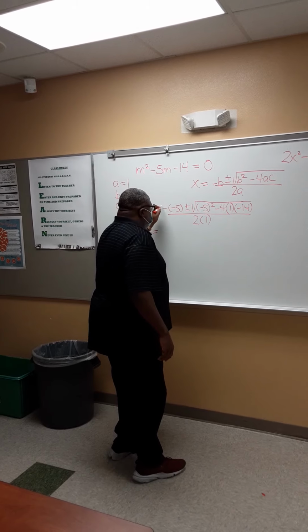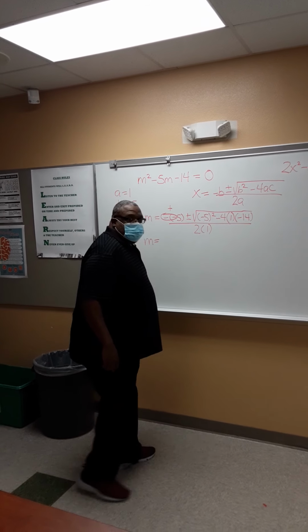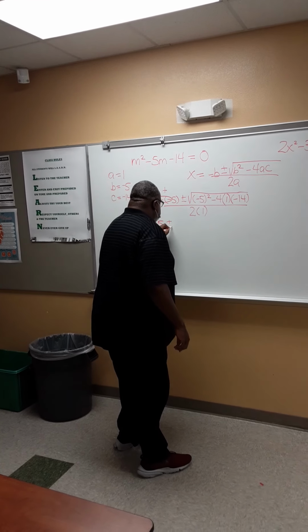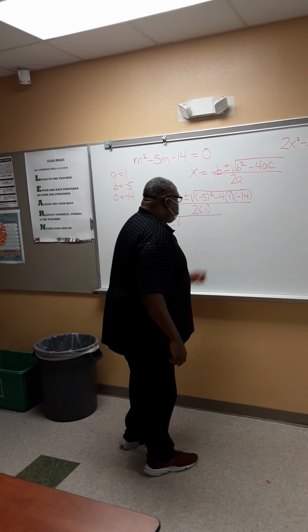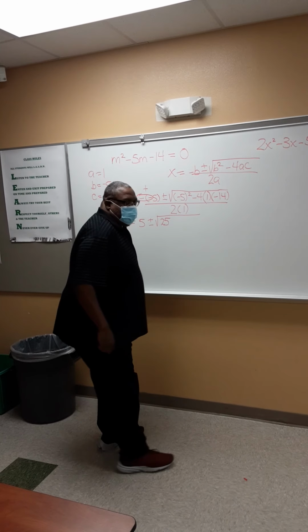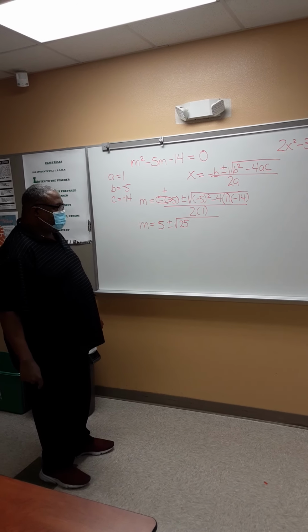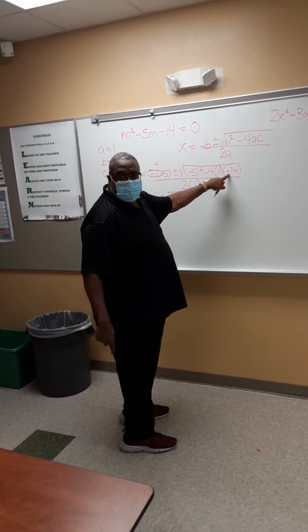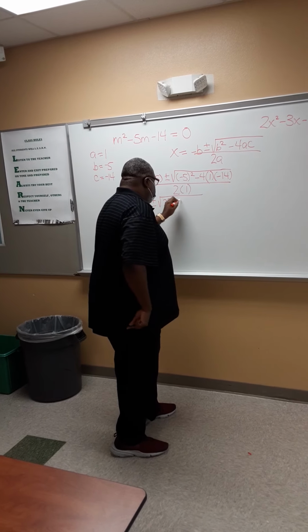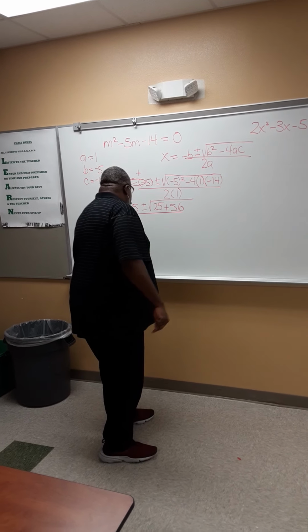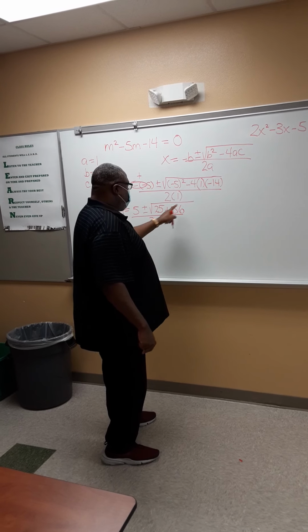M equals, 2 negatives make positive. So I have 5 plus minus the square root of, if I square negative 5, it turns to positive on me. So that's positive 25. Again, a negative times a negative makes positive. 4 times 14 is 56. All over 2. 2 times 1 is 2.